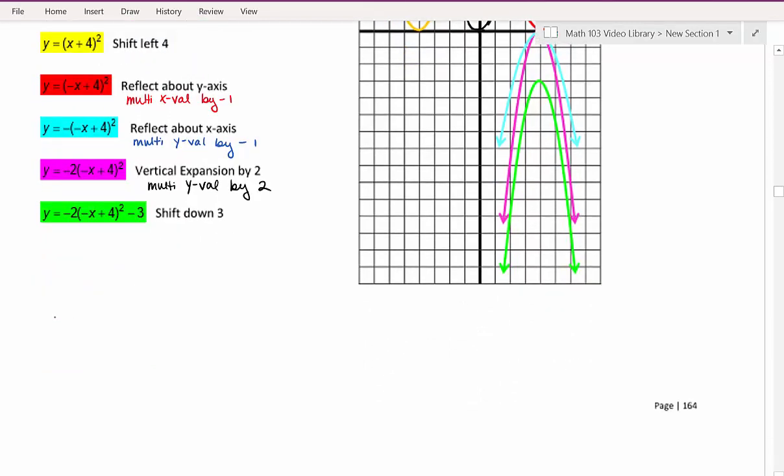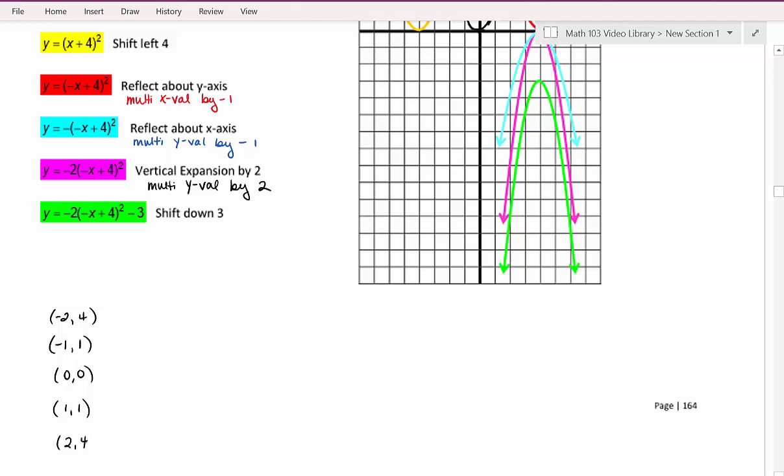The points for the parent function: (-2, 4), (-1, 1), (0, 0), (1, 1), (2, 4).